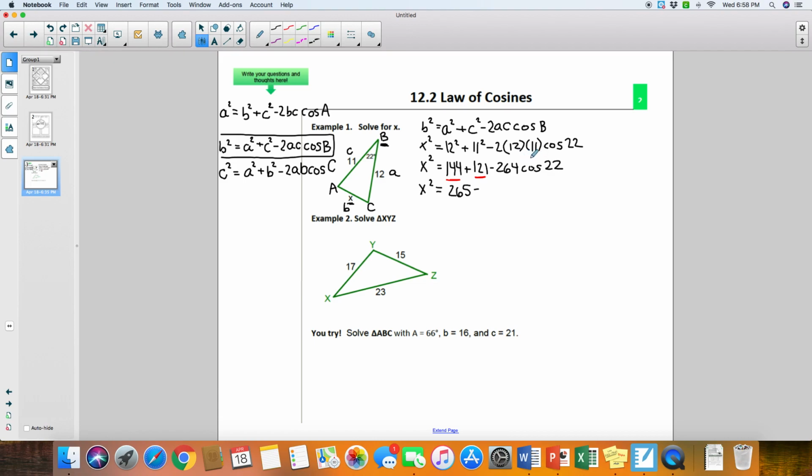All right, so I'm going to go ahead and perform my multiplication. I'm going to find out what cosine of 22 is. If I put cosine of 22 into the calculator, I would get 0.927 and some other numbers back there. And then I would take that 0.927 and multiply it by 264 to get 244.78. And I'm just going to round to the nearest hundredth for a little more accurate answer.